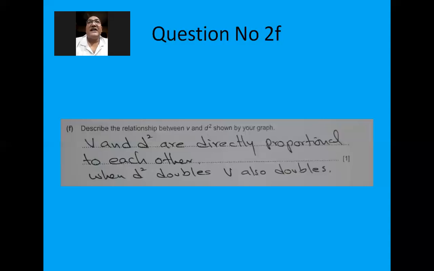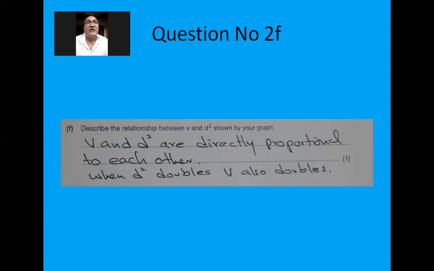Then he says, describe the relationship between V and D square shown by your graph. So V and D square are directly proportional to each other, because you can see this is a straight line graph and its gradient is constant and positive, and it is passing through the origin. It's not exactly passing through the origin, but it is almost passing through the origin. So we can say that V and D square are directly proportional to each other.